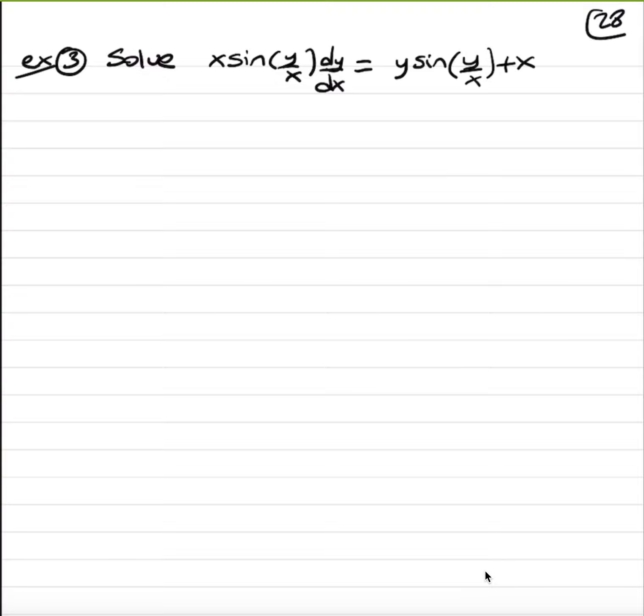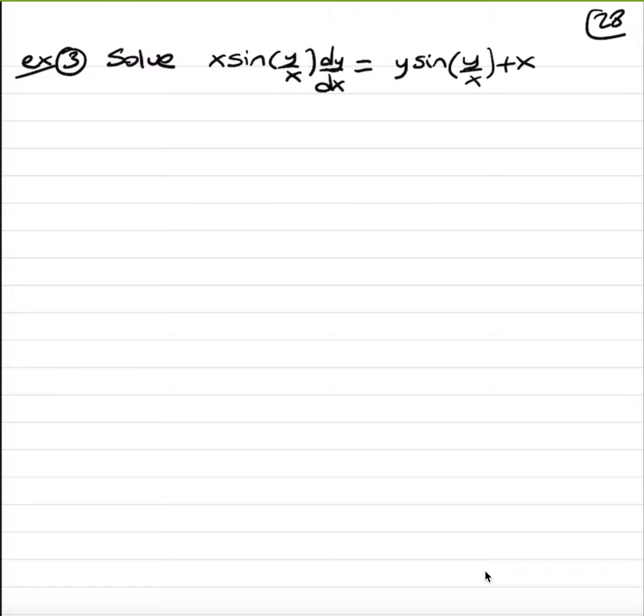We will continue to solve examples of homogeneous differential equations. Okay, let's continue with this example. The first order differential equation is given as x times sine y over x dy over dx is equal to y times sine y over x plus x.